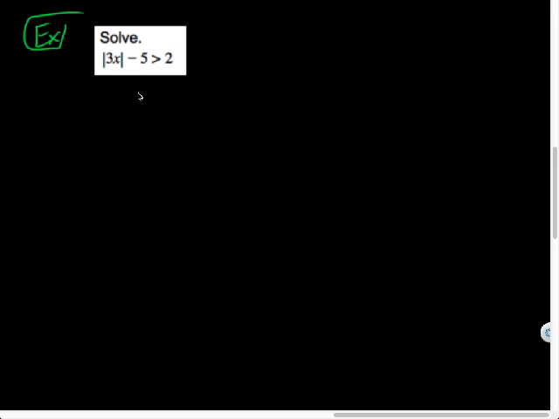I think that you should add 5. You guys agree? Why do you think he's doing that this time? Because it's outside of the absolute value, so we got to get the absolute value by itself before we break it up. Now we can break it up, like a Kit Kat. Give me a break. 3x is greater than 7, or 3x is less than negative 7.